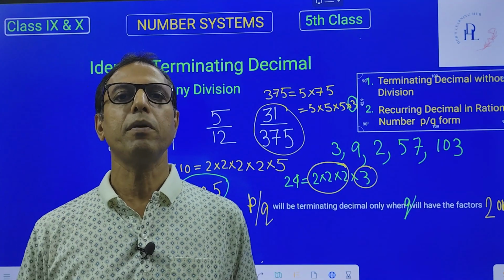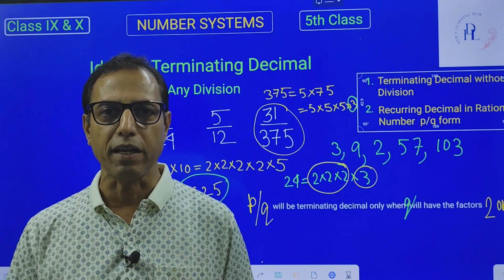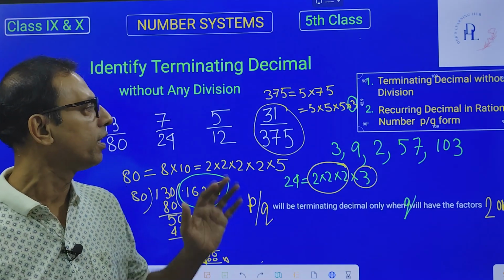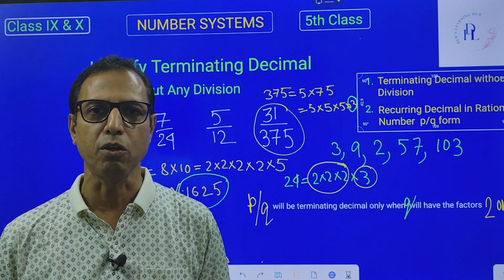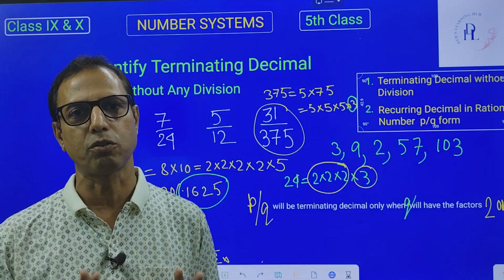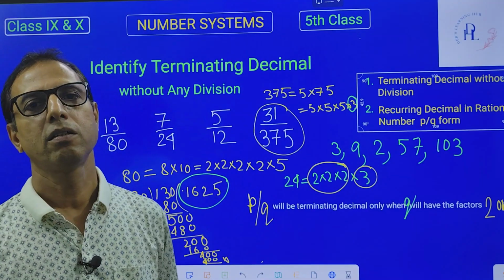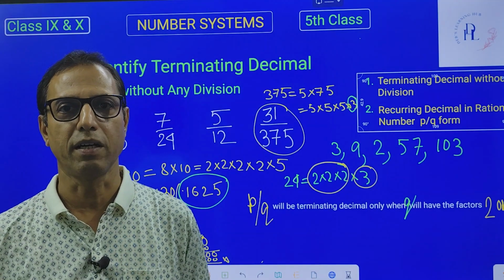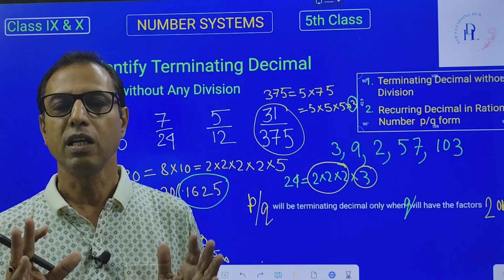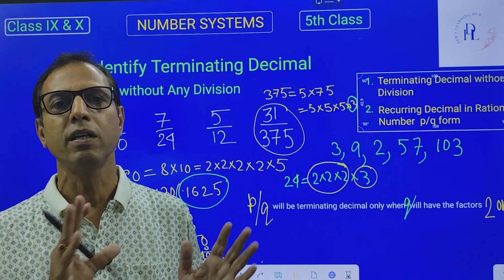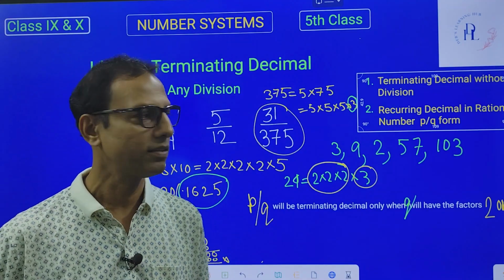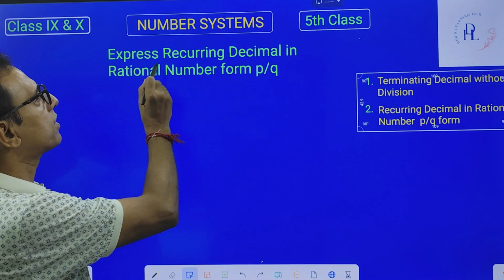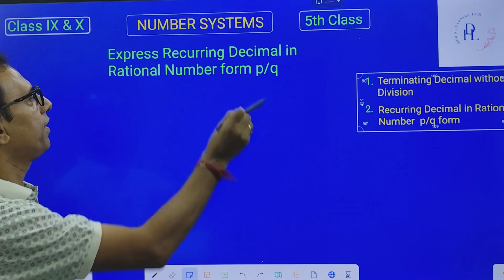Any rational number expressed in the form p by q, if you need to identify whether it's a terminating decimal or not, you need to factorize the denominator q. If you have any factors other than 2 or 5, that means the fraction or rational number is a non-terminating decimal. If it has only factors like 2 or 5, then it's a terminating decimal. Got it? Okay.